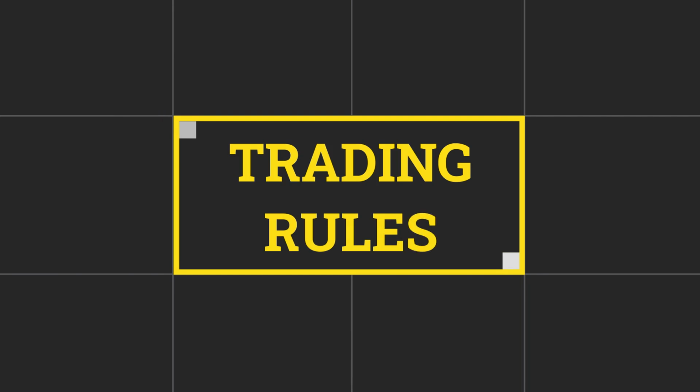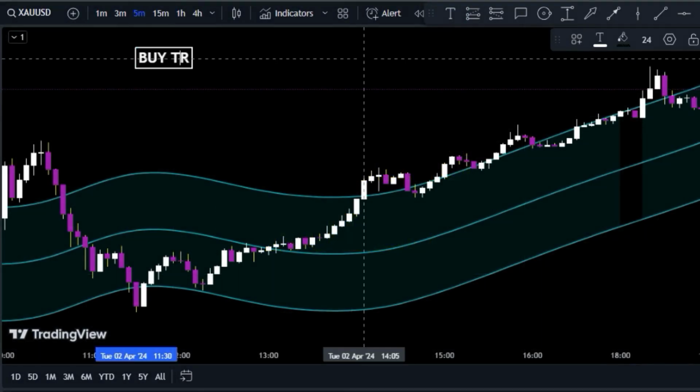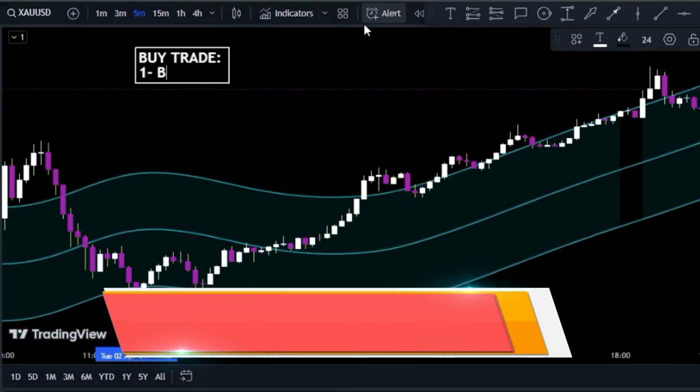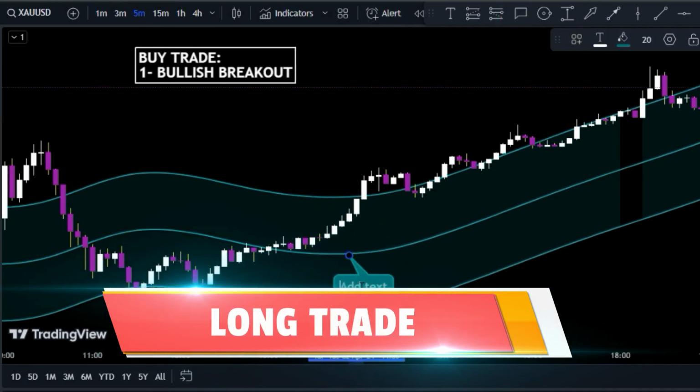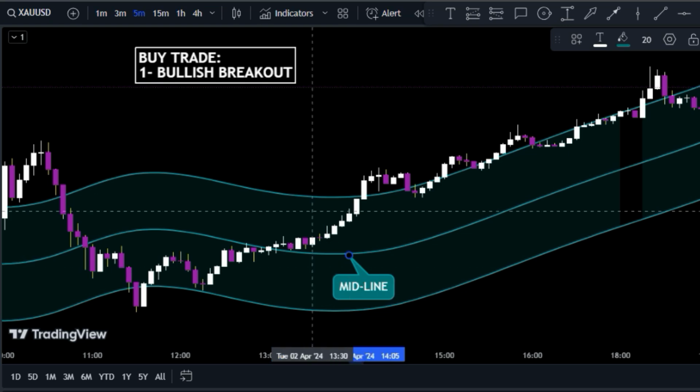Now that our indicators are all set up, let's get down to business and talk about how to jump into a trade, set a stop loss, and aim for maximum profits. First, we're on the hunt for a buy trade. Keep your eyes peeled for a bullish breakout signal, which could pop up at either the midline or the upper line.